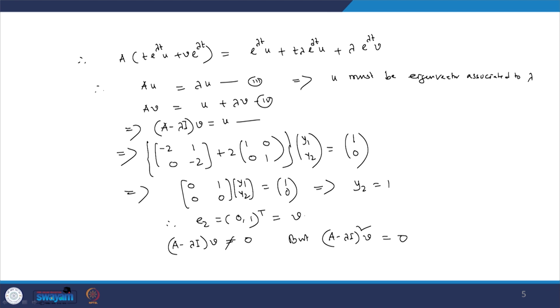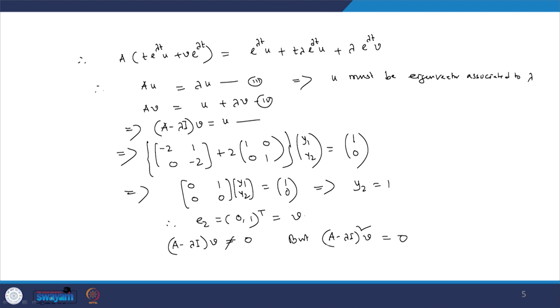Why does (A minus lambda I) square operating on v equal 0? Because for this matrix, the characteristic polynomial is exactly equal to the minimal polynomial, which is equal to (x minus lambda) whole square. So, this means that here lambda is equal to minus 2. Therefore, any element in the space F2 will basically be annihilated by (A minus lambda I) whole square.